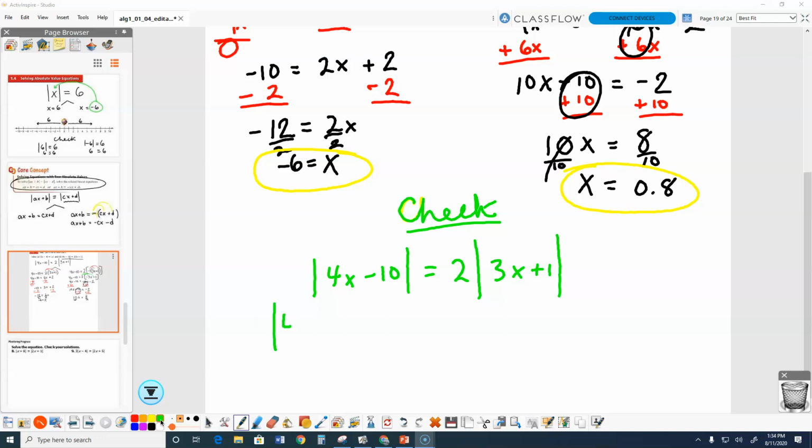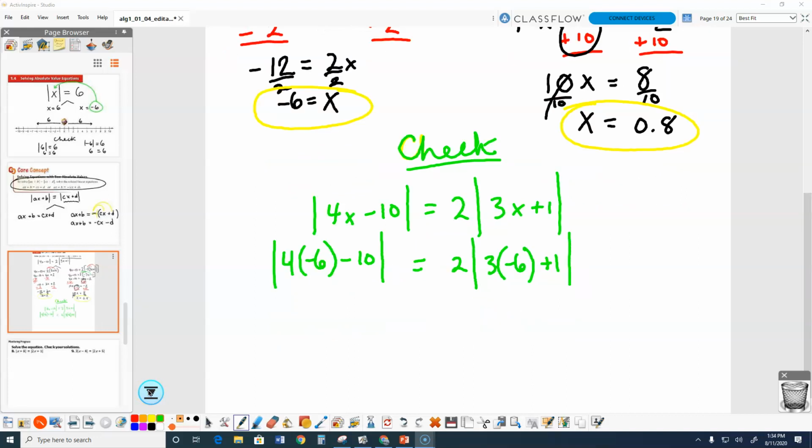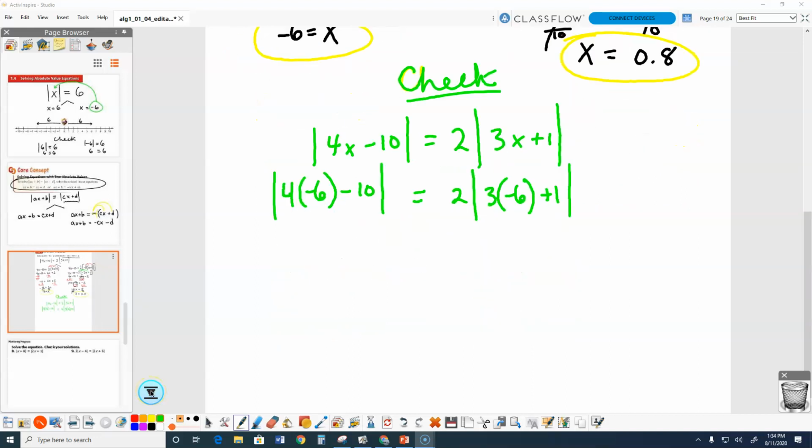All right, I'm going to check the negative 6 first. So I'm going to say absolute value of 4 times negative 6, and then minus 10. And I want to know, does that equal 2 times the absolute value of 3 times negative 6 plus 1? Give myself a little space here. All right, 4 times negative 6 is negative 24, and then minus the 10. Negative 24 minus 10 is negative 34. The absolute value of negative 34 is positive 34.